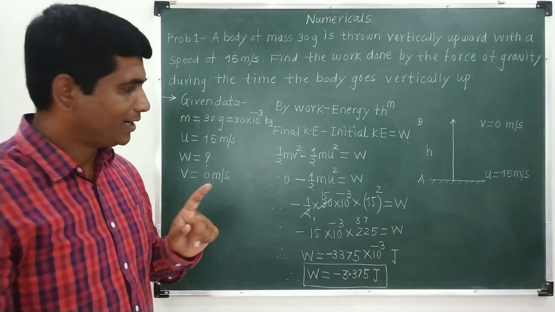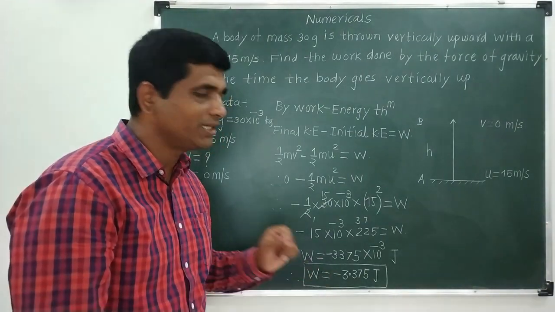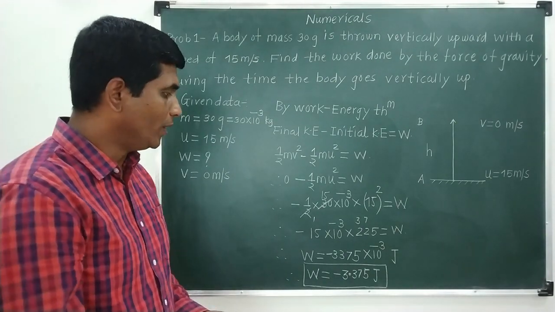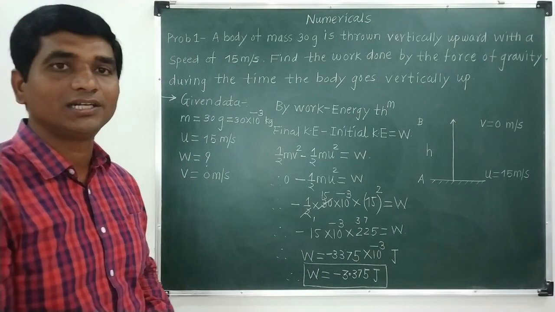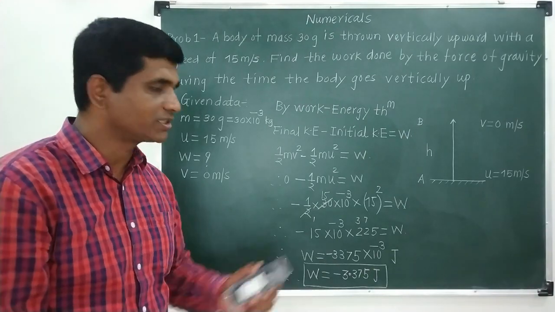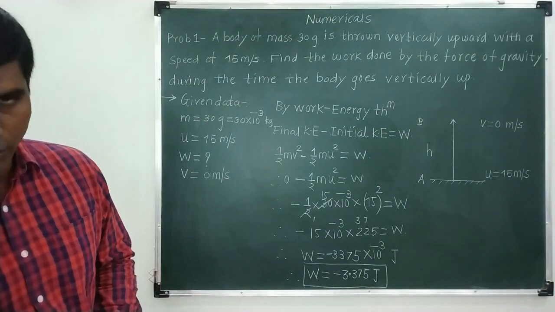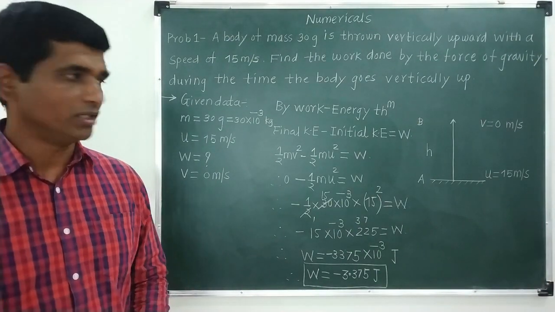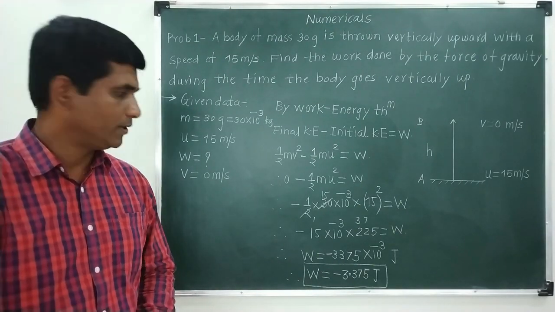3.375 joule. Now you must be asking me one question: why is this work coming out to be negative? Remember that when you are throwing the stone in the upward direction, work is done against the gravitational force. So that is why it is coming out to be negative. Actually, you can say that it is the work done by gravity on the body. That is why it is coming out to be negative. I hope you have understood this problem.